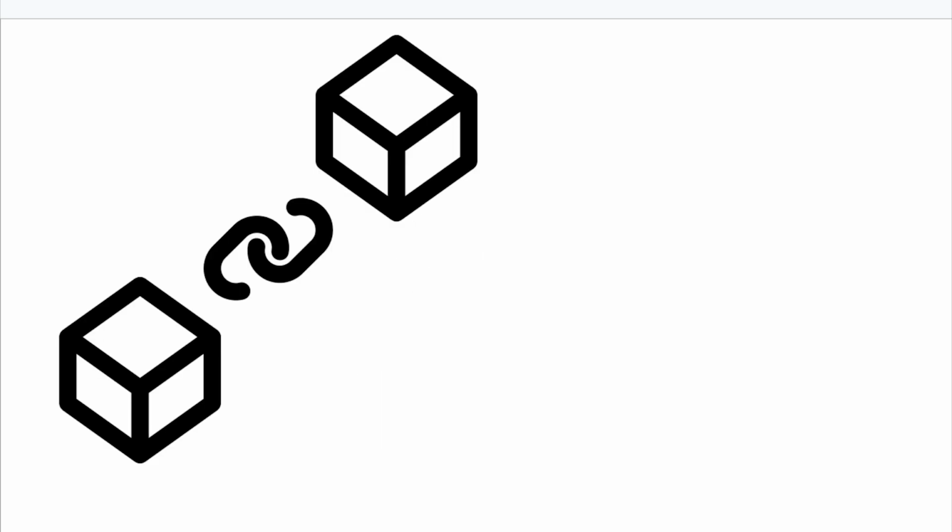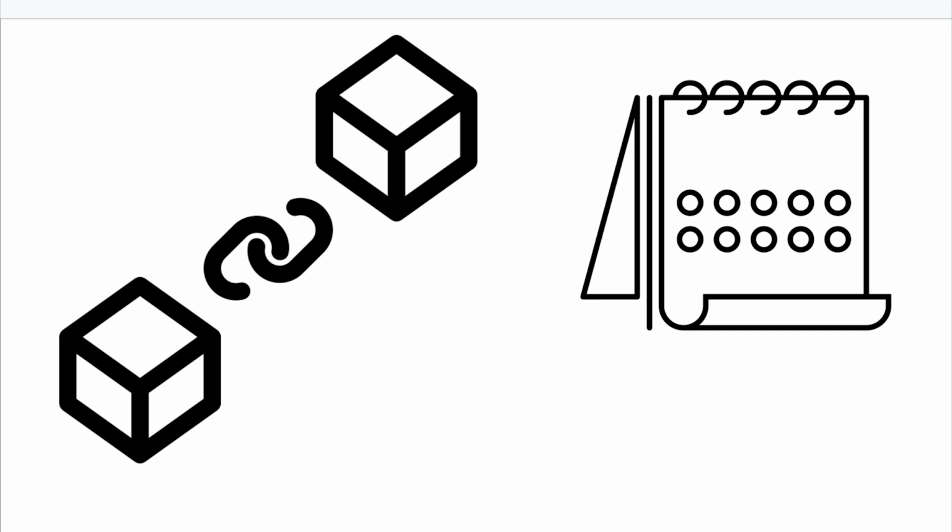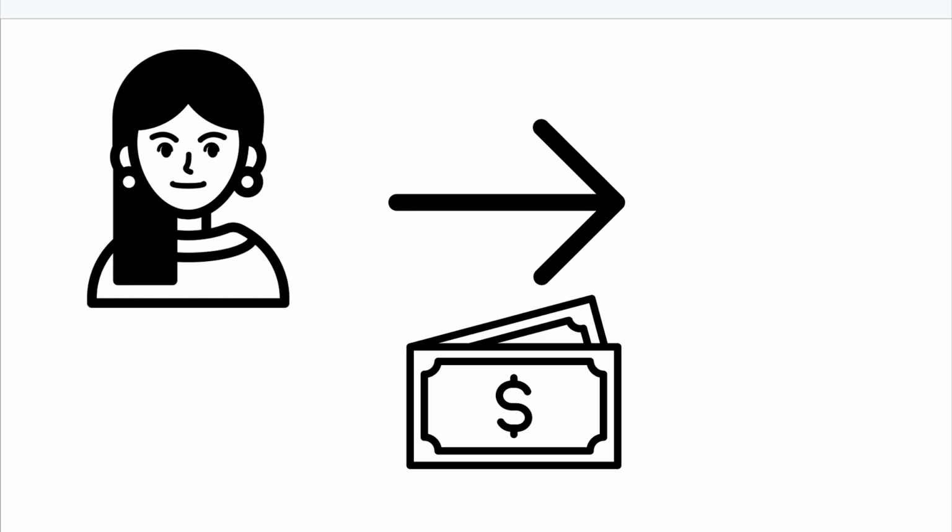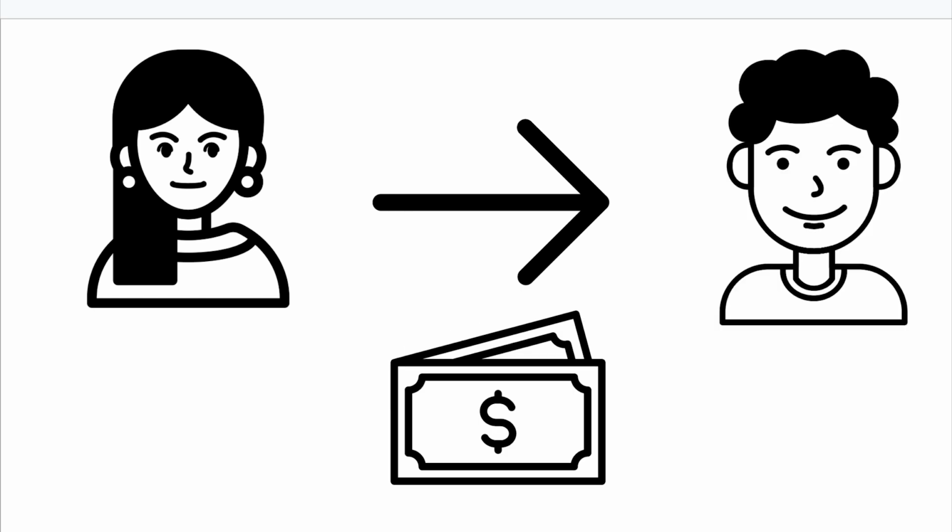What is blockchain? In order to explain blockchain, let's first understand how things work today. Let's say Pam lives in Germany and wants to transfer 100 euros to Jim, who lives in the United States. Two things to point out.